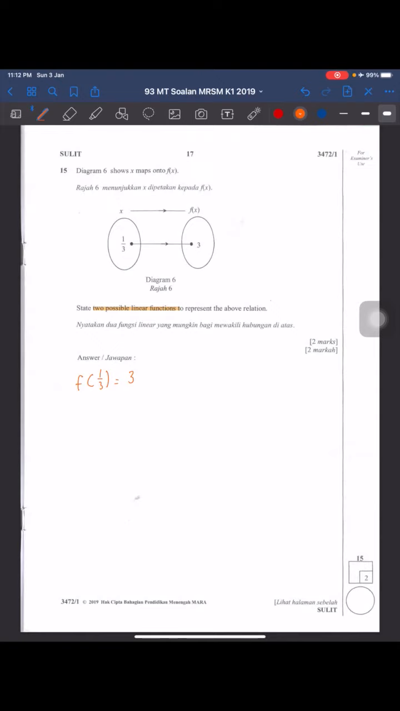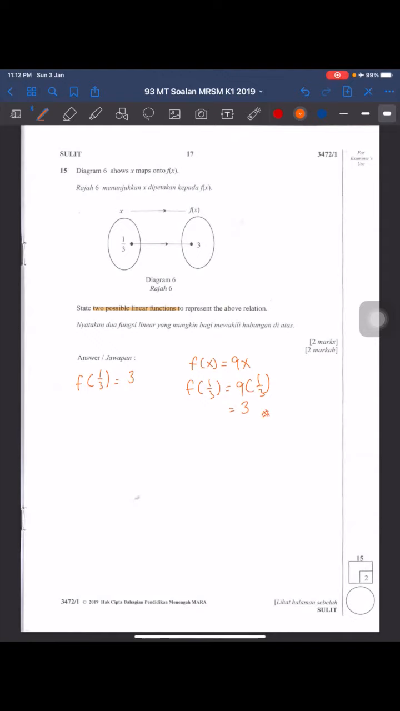Apa function yang kalau darab dengan 1/3 dapat 3. For example, we have fx equals to 9x. Contoh fx equals to 9x, so f of 1/3, 9 times 1/3, 9 divided by 3 is 3. This is the first example.